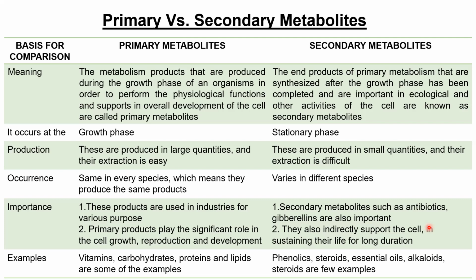The primary metabolites are, for this reason, produced in large quantities, and since they are produced in large quantities, it's easy to extract them. In contrast, secondary metabolites are produced in small quantities. This is why their extraction becomes difficult. The primary metabolites would be the same in every species. For example, vitamins, carbohydrates, proteins, lipids are all the same in any kind of species of the world, either a plant, a microbe, or an animal. But the secondary metabolites vary from species to species.